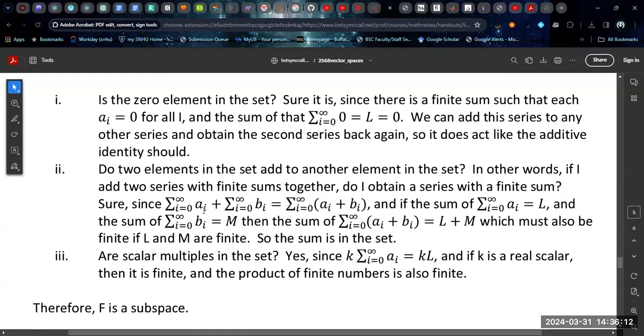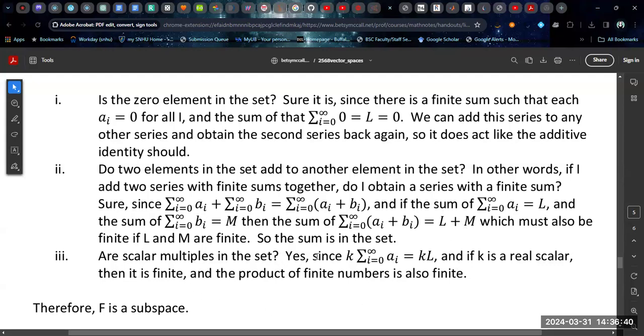Let's say I have two infinite series that have finite limits, and I add them together. I can add them component by component, but I also know that if the sum of a sub i is L and the sum of b sub i is M, again, different potentially finite values, then when I add these up, I still get L plus M. And if these are both finite, then the sum is also finite. So yes, the sum is in the set.